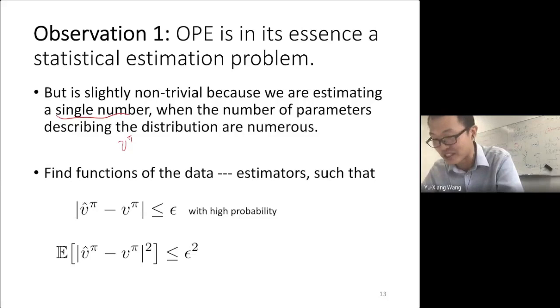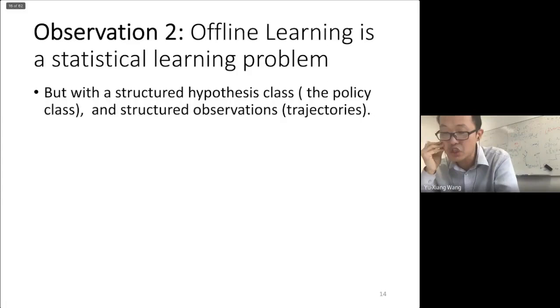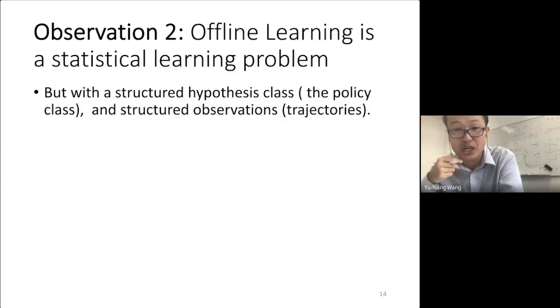OPE, formally speaking, is to come up with an estimator V-hat pi such that we are getting some kind of epsilon parameterized by all the model parameters. It can be with high probability and can also be in expectation by minimizing the MSE, as all the statisticians like. Another observation is that offline learning is essentially a statistical learning problem, but it's a somewhat non-trivial one because it has a very structured hypothesis space, which we call the policy class, and you also have very structured observations in terms of trajectories.